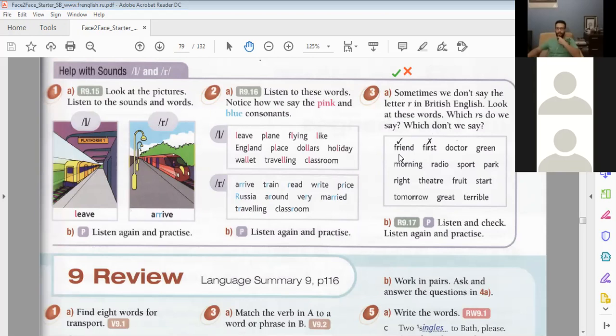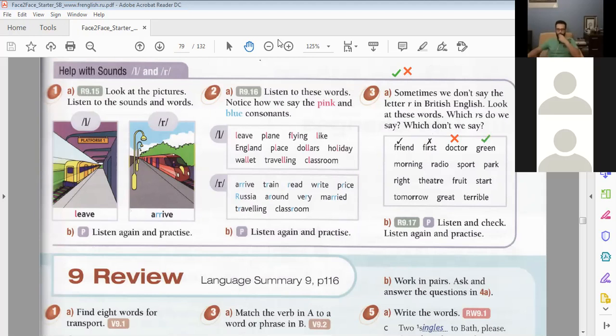Okay, so for example, the word friend, you can hear the R, right? But in the second word, first, sometimes in British English they say first, yes, so the R is silent. You cannot hear the R. What about the next word? Do we, in British English, say the R or not? No, we don't say it. Okay. What about the next word? Green, yes. Okay, what about the next word?